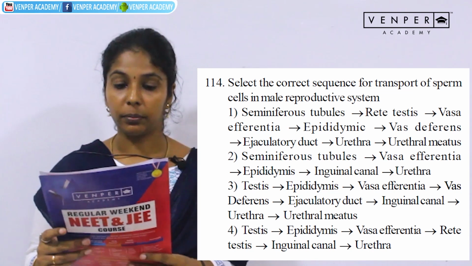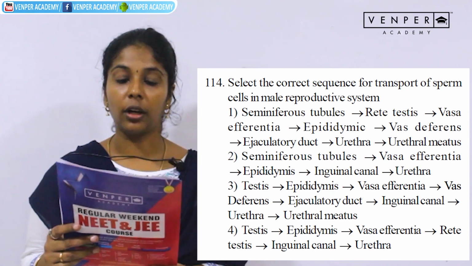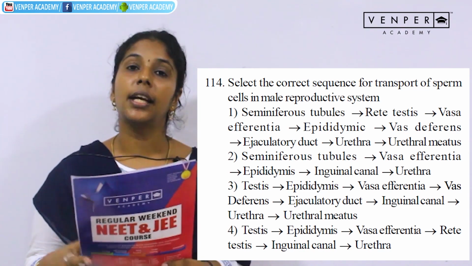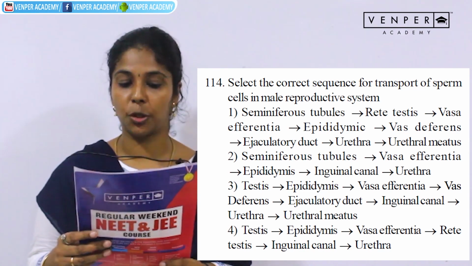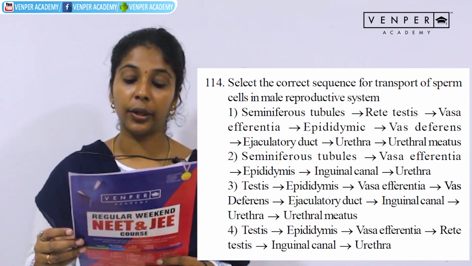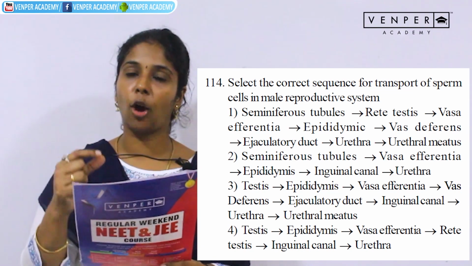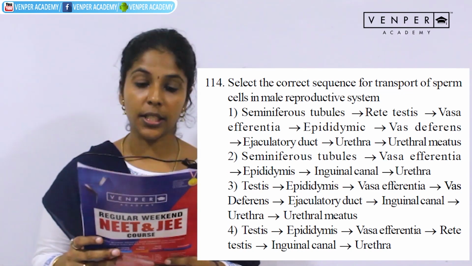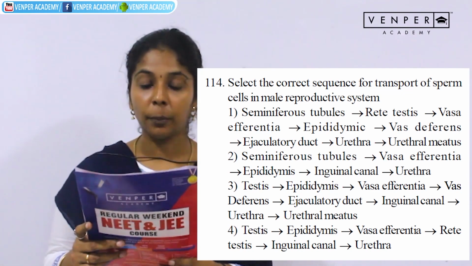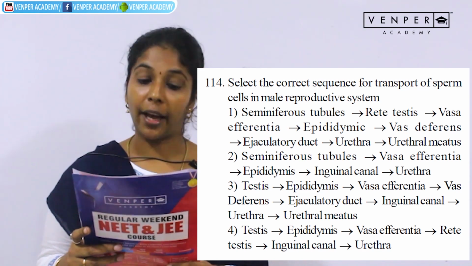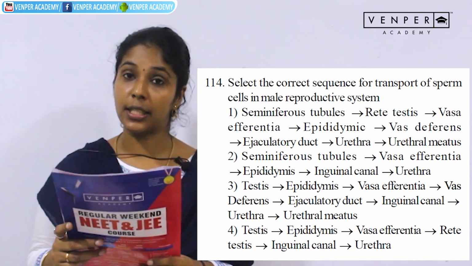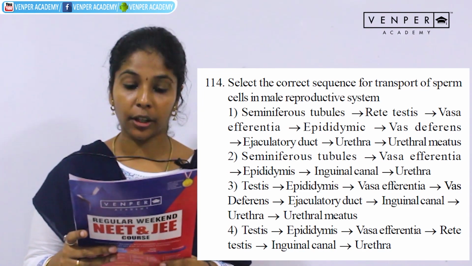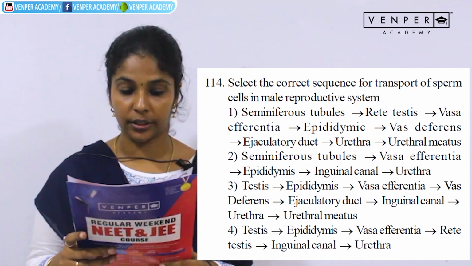Question number 114. Select the correct sequence for transport of sperm cells in male reproductive system. Generally, sperms are produced in seminiferous tubule and it is excreted. So we should check the options starting from seminiferous tubule and ends with urethral meatus. Option 1: seminiferous tubule, rete testis, from there vasa efferentia, it is stored and matured in epididymis, vas deferens, ejaculatory duct, urethra and urethral meatus.